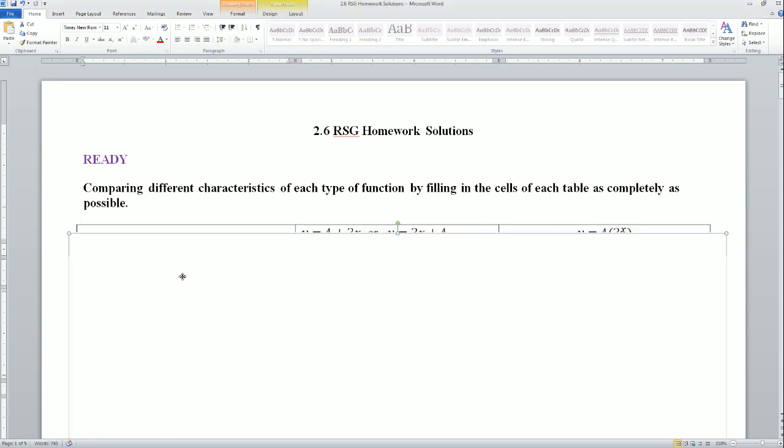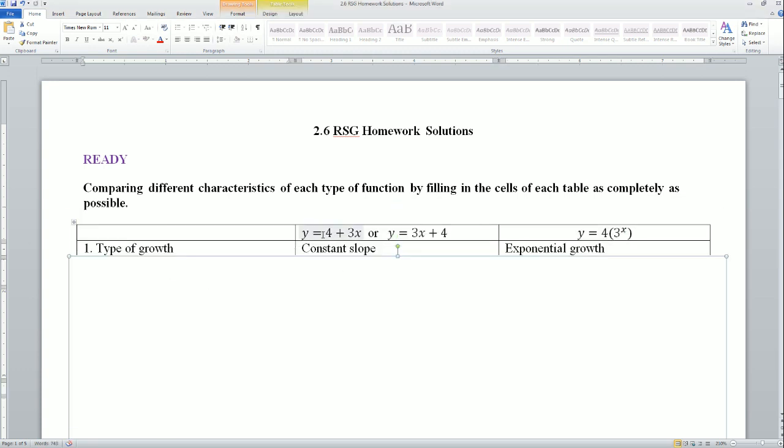Alright, so the first one, we have the equation. You have it as y equals 4 plus 3x. This is weird because you see it as y equals mx plus b, so I just rewrote it using the commutative property, as y equals 3x plus 4. Next, you have y equals 4 times 3 to the power of x.